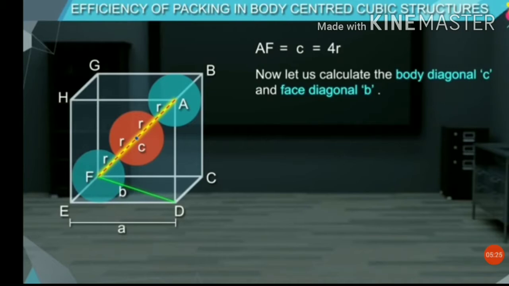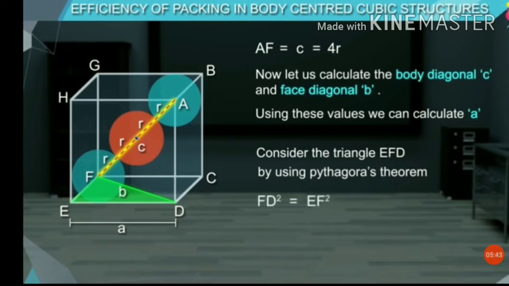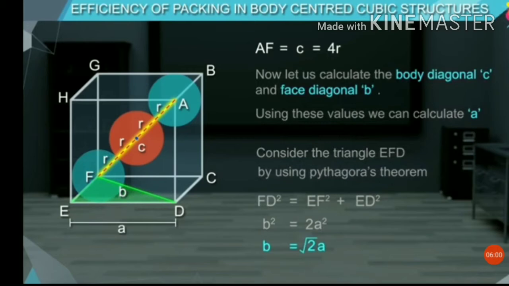Now let us calculate the body diagonal c and the face diagonal b. Using these values, we can calculate the edge length a of the unit cell. Consider the triangle EFD. By using Pythagoras theorem, FD square is equal to EF square plus ED square. b square is equal to a square plus a square. Then b square is equal to 2a square. Then b is equal to square root of 2 a.